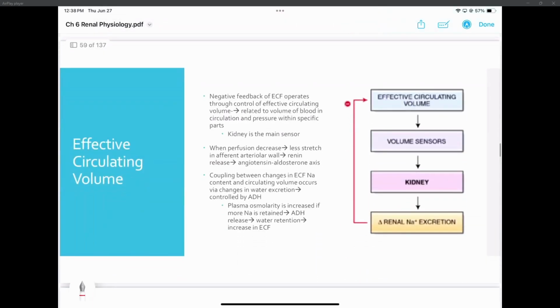Okay. So effective circulating volume. Remember, we have sensors in the kidney. What's the structure, the apparatus that senses the volume coming in through the kidney? Macula densa. Okay, the macula densa is what senses the effective circulating blood volume. Obviously, it's in the kidneys. If we have too much, we change our renal sodium excretion to get rid of the excess fluid, depending on what's going on with the volume of blood at the time.